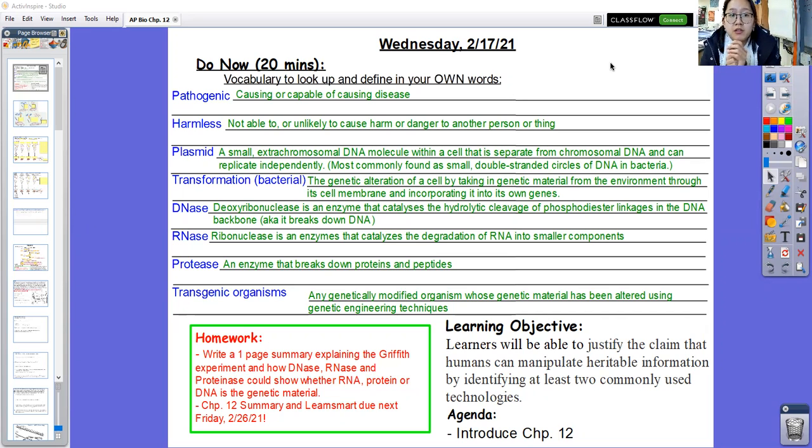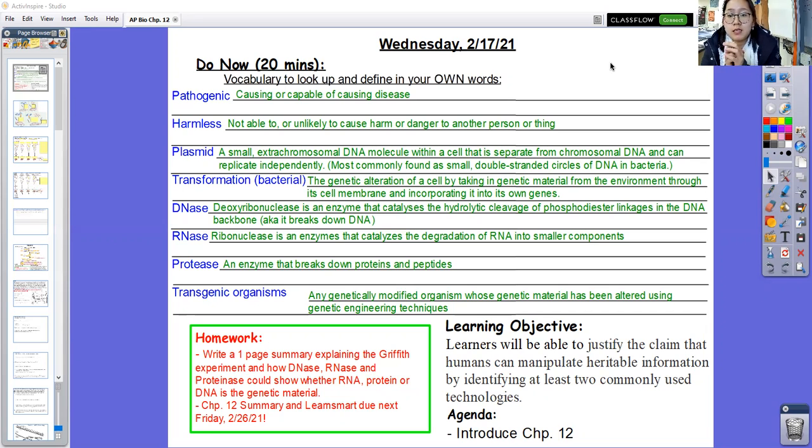The first word is pathogenic, which is causing or capable of causing disease. The second one is harmless, obviously the opposite of pathogenic in this case. It would be about not being able to or unlikely to cause harm or damage to another person or a thing. A plasmid is a small extrachromosomal DNA molecule, which means it's not part of the original DNA set. It's within a cell, separate from the chromosomal DNA, and can replicate independently.